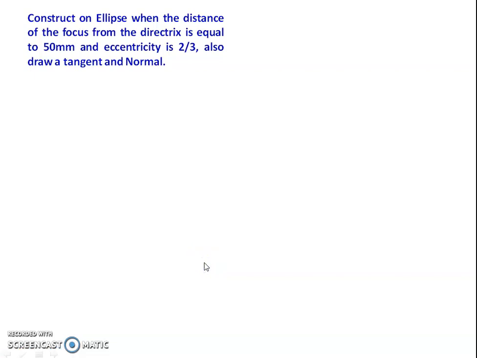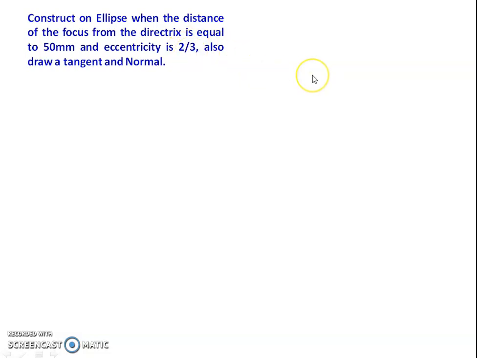Now we have discussed the construction of an ellipse by the eccentricity method. In this problem, the focus distance is 50 mm from the directrix, and the eccentricity ratio is given as 2 by 3.